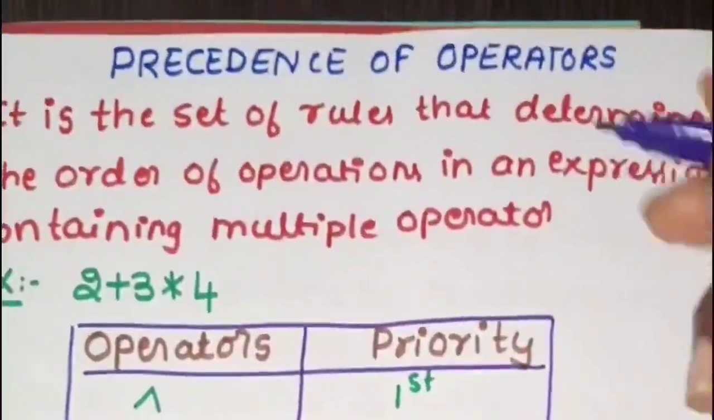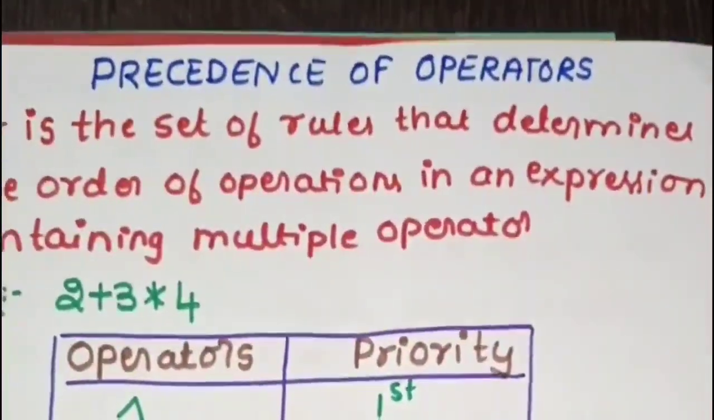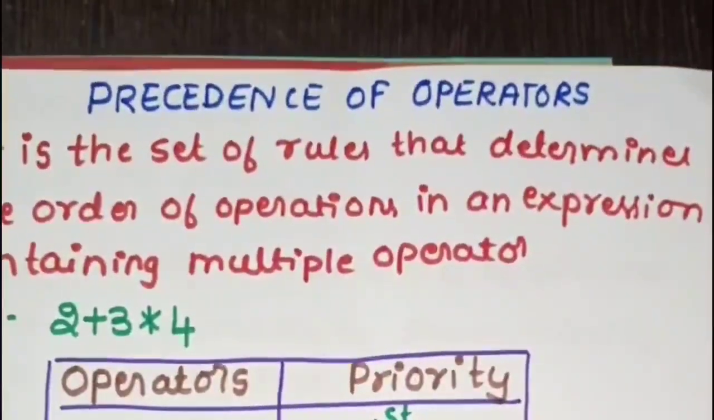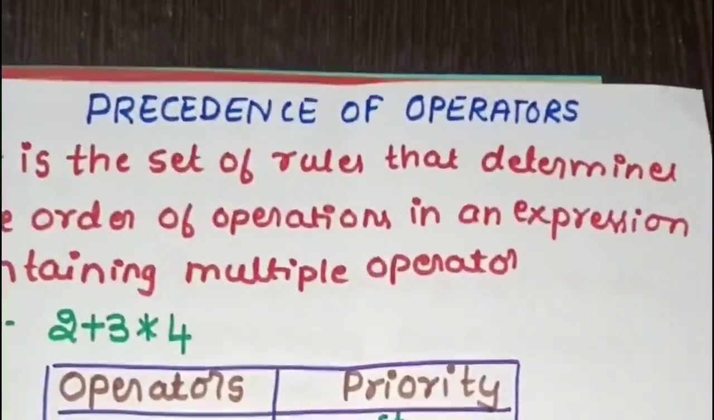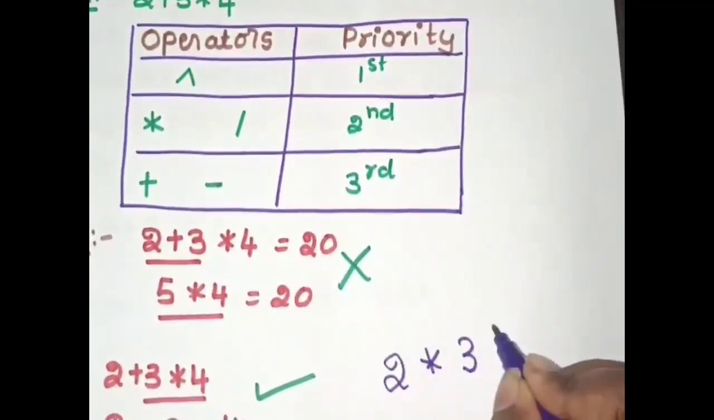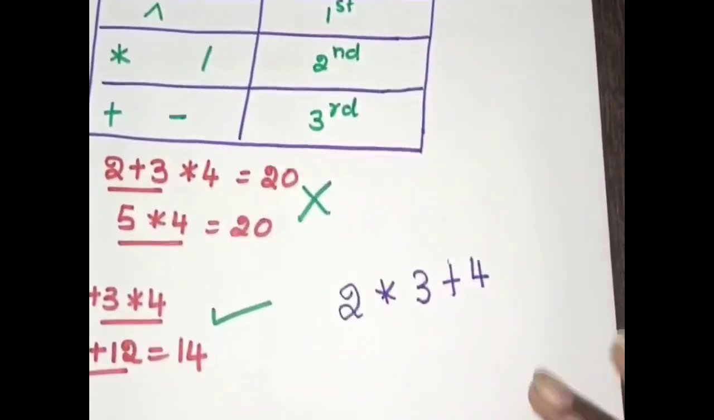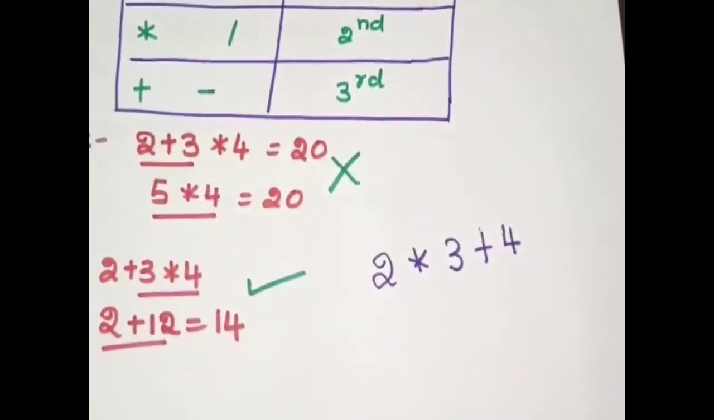Next, we are going to the precedence of operators. What is precedence of operators? It is a set of rules that determines the order of operation in an expression containing multiple operators. Okay, we will take an example now: 2 into 3 plus 4. This is the example I have given. In this expression, which should you perform first? Do you have any idea?